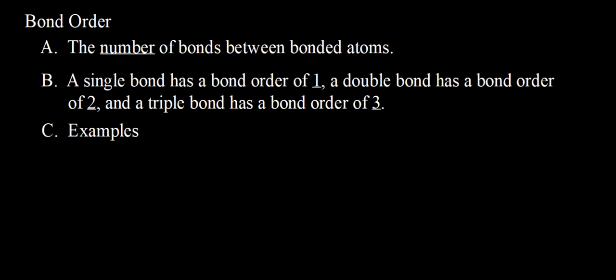It gets a little complicated when you have molecules that contain more than just 2 atoms. So we'll start off simple. A single bond has a bond order of 1, a double bond has a bond order of 2, and a triple bond has a bond order of 3. So let's take a look at some examples, and I'm just going to draw Lewis structures for you.